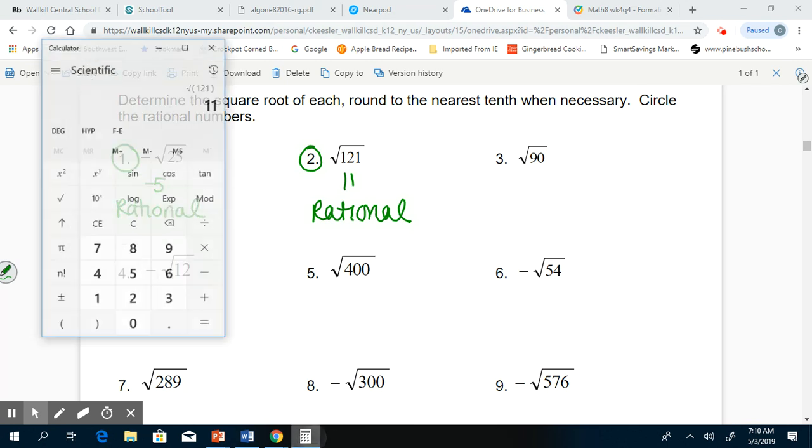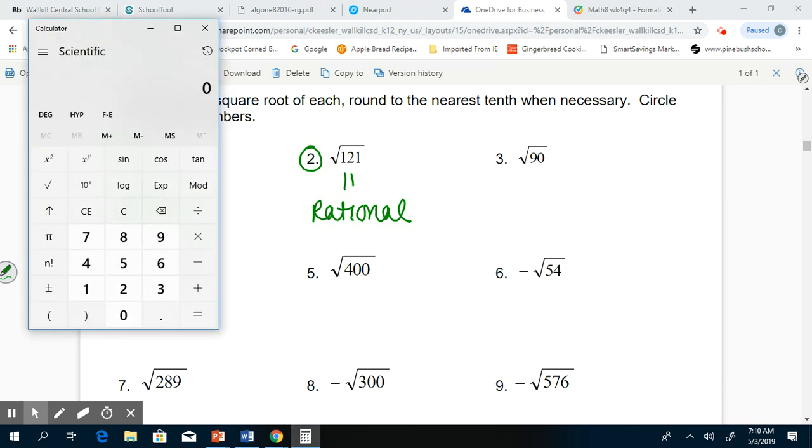Then for square root of 90, we get 9.4868329800050513 dot dot dot. It keeps on going. It never repeats. It never ends. If our calculator screen was really, really long, that number would continue infinitely. It's what we call an infinite decimal expansion. So we're going to round it to the nearest tenth. It is about 9.5, and it is irrational.